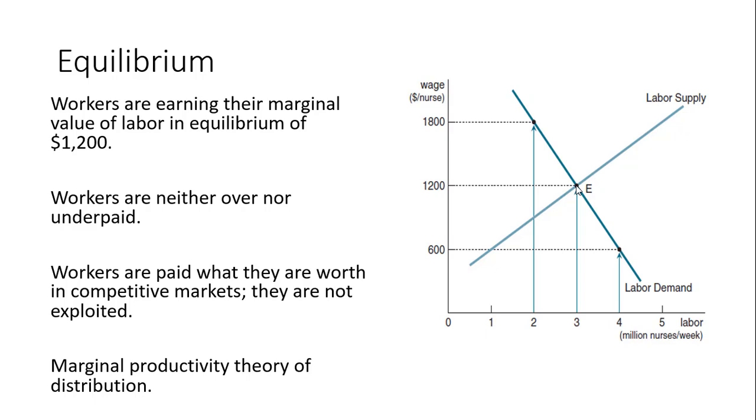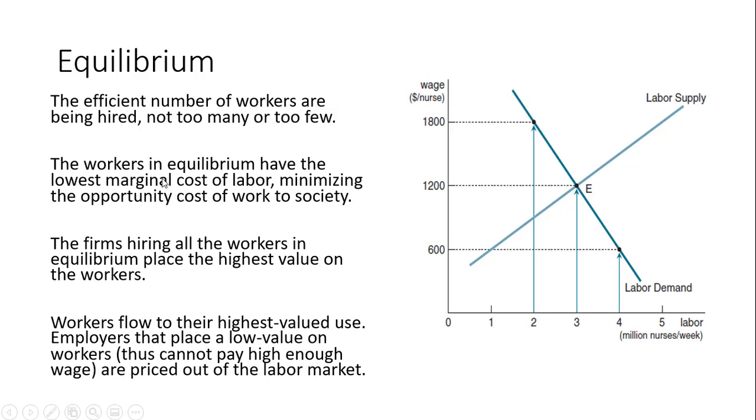There are no exploited workers, in other words, in competitive labor markets. They're paid what they're worth. They're paid the value of their marginal product. And this sometimes is referred to as marginal productivity theory of distribution.